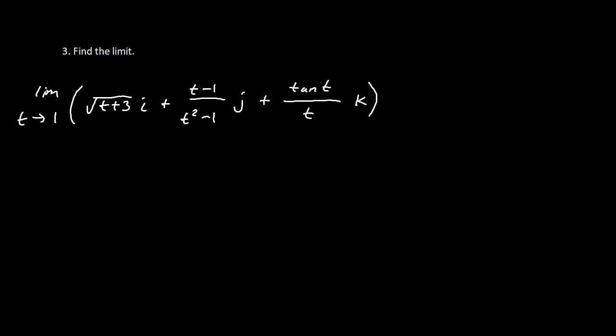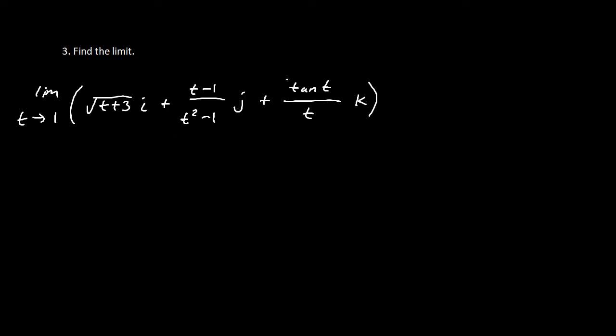So for number 3, let's find the limit as t approaches 1 of the square root of t plus 3 i, plus t minus 1 over t squared minus 1 j, plus tangent t over t k. So now it's in that unit vector notation where we have i, j, and k. It's still the same process. We're going to take the limit of each individual function here.